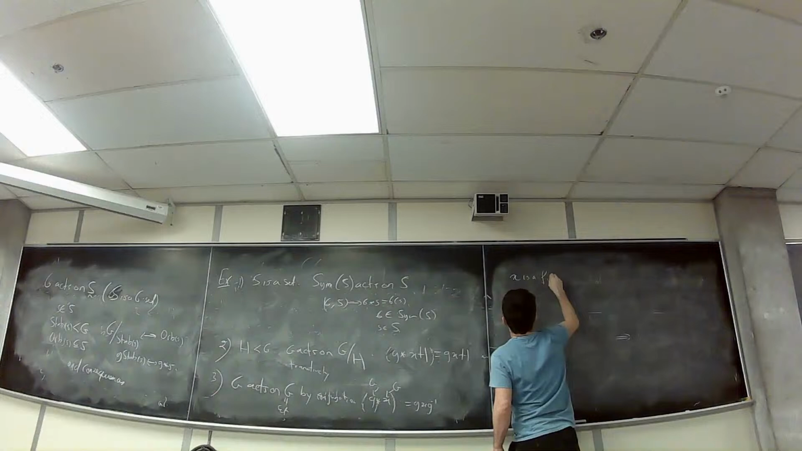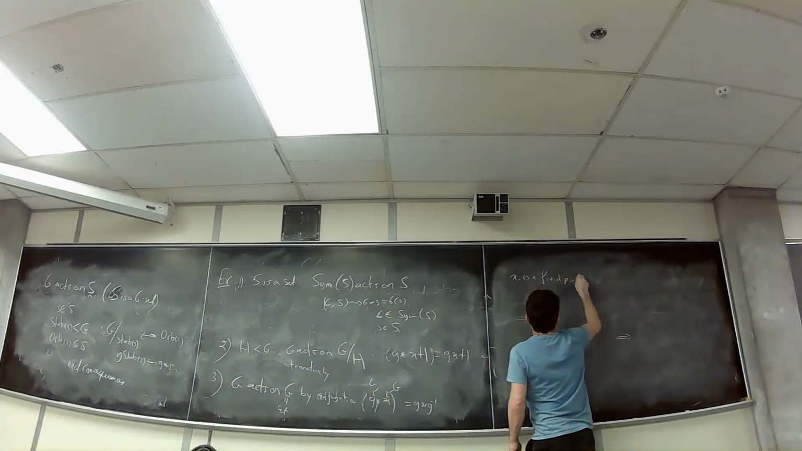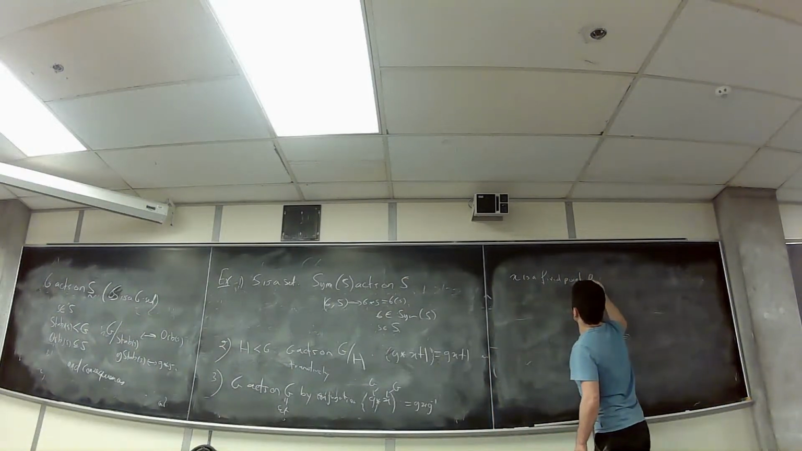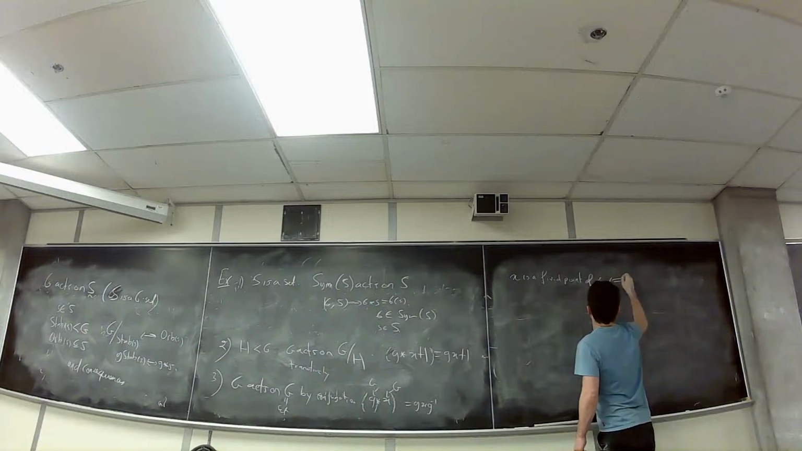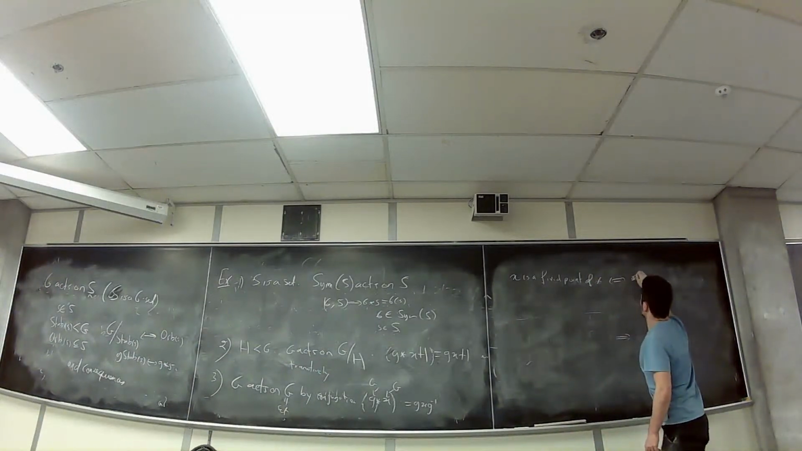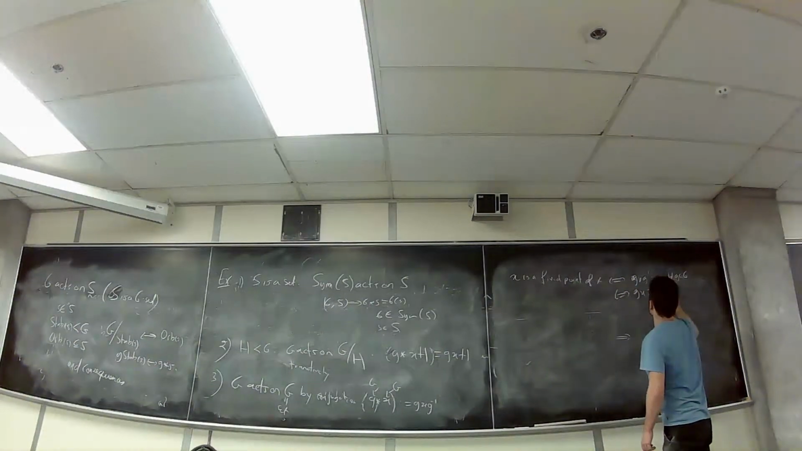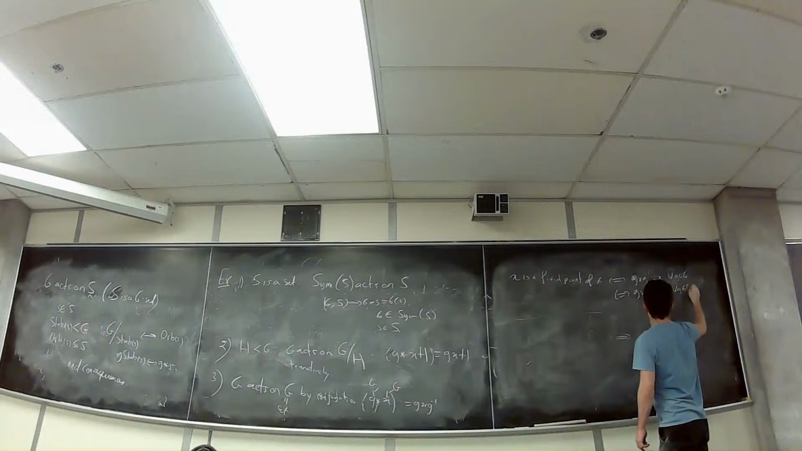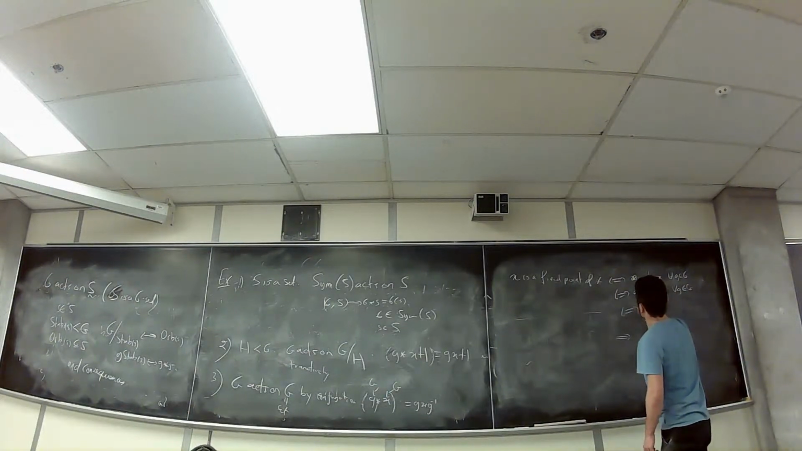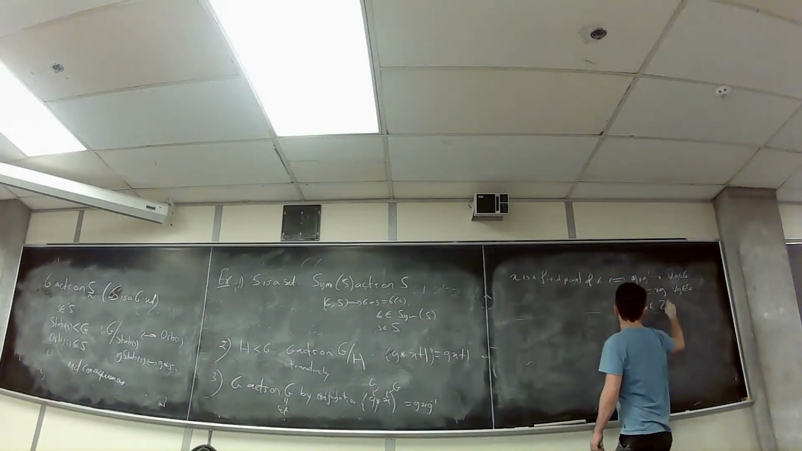X is a fixed point of this action of star if and only if gxg inverse is equal to x for all g in G, if and only if gx is equal to xg for all g in G, if and only if x belongs to Z(G), right?